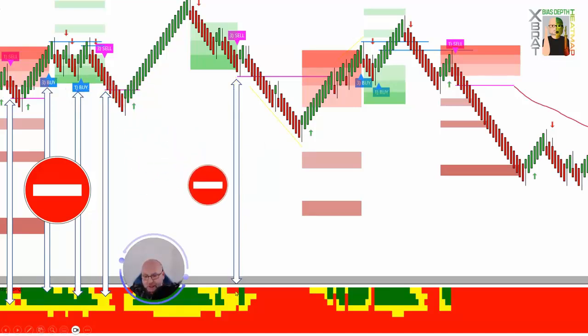Again, the BIAS Depth heat map: we're red, 2 yellows, red, red, red, red. So we're not quite there. It does work a little bit. It doesn't really run. It comes back and takes us out at break even, but we're not interested in those trades.